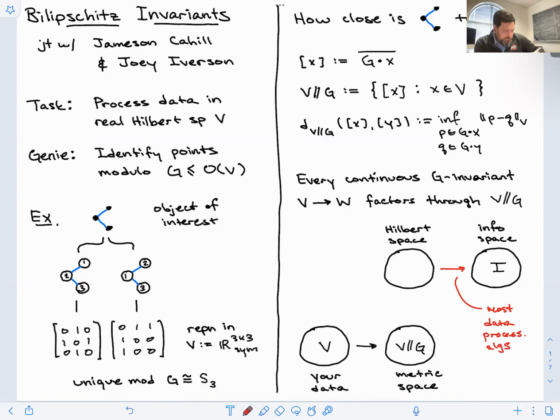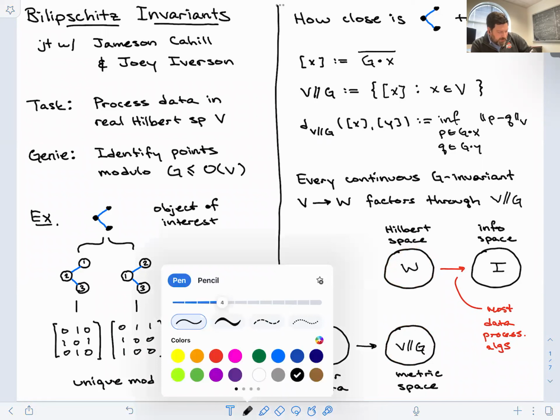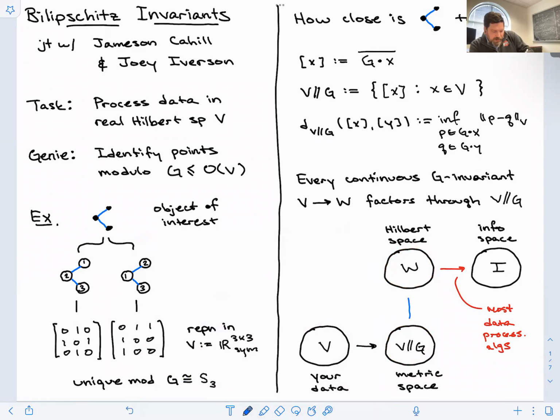They are given from some Hilbert space. If I could somehow figure out how to convert this metric space into a Hilbert space, then I win. And that's what we're going to do. We're going to figure out how to embed our metric space into this Euclidean space so that we can make use of all of those data processing algorithms. Okay, that's the move. Questions so far?